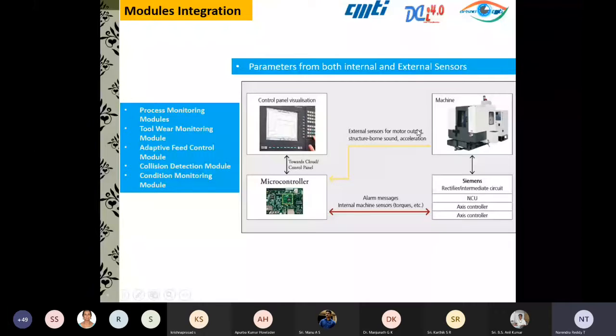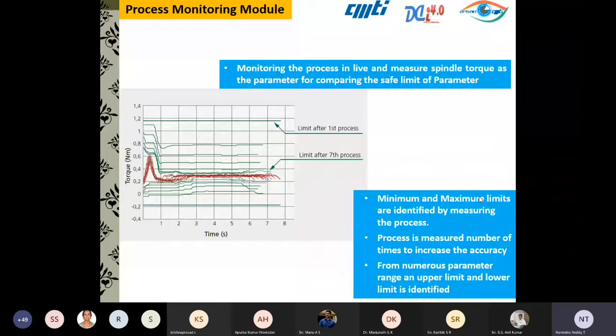Now I will be showing a few applications with M2M, that is machine to machine connectivity. Now, as I said, with OPC you are getting the data. What should I do with the data? The first application is process monitoring. You can use it for process monitoring. As I said, you can get 5,500 parameters using this M2M. Now, I am taking only the torque parameters.